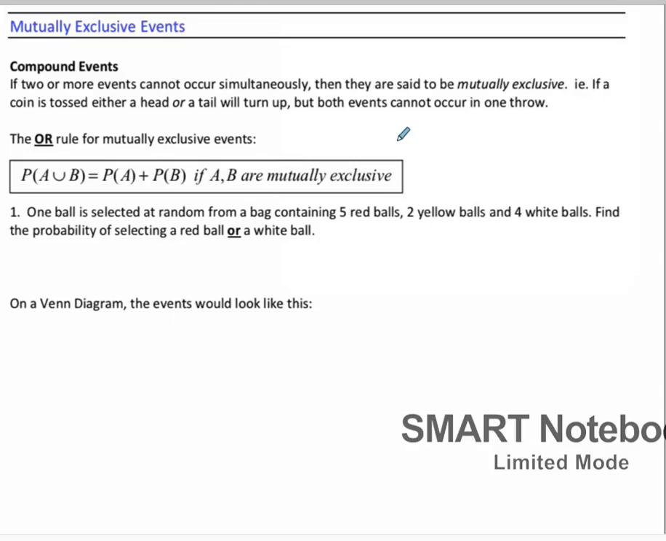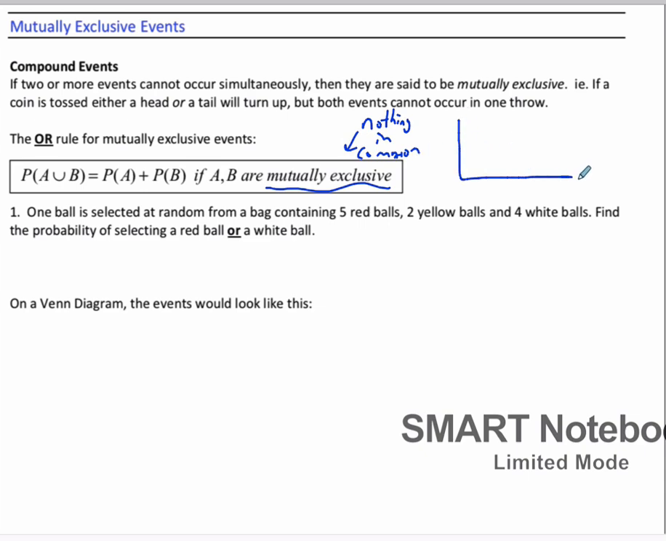Hello, this is Mr. Collier, and today we're doing the probability of combined events. So first we're going to look at what mutually exclusive means. What that basically means is there's nothing in common. There's no overlap between A and B.